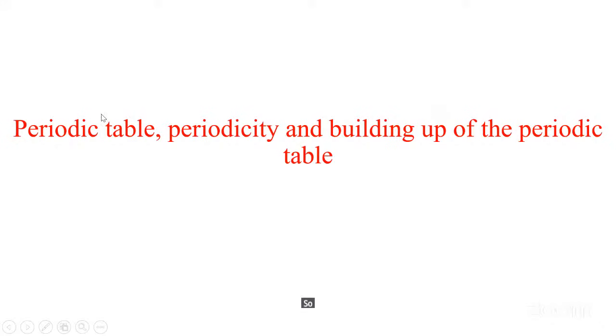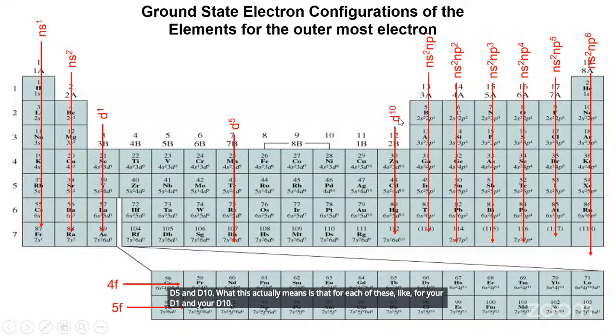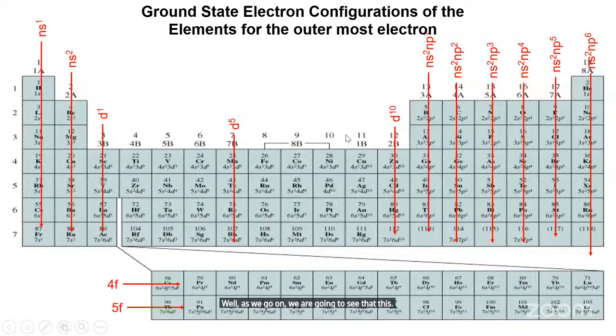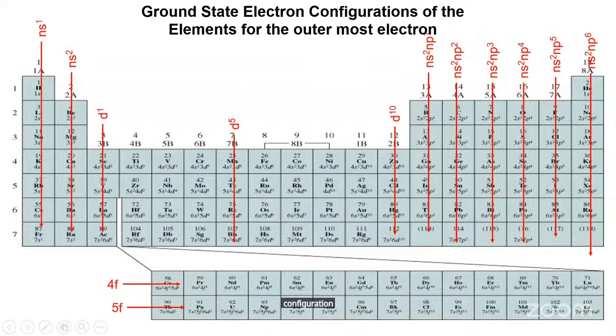So this is also for the transition elements. This is your scandium up to your zinc. So you have your d1, d5, and d10. What this actually means is that for each of these, like for your d1 and your d10, as we go on, we are going to see that these elements here are very stable when they have either 5 electrons in the d orbital or 10 electrons in the d orbital. So this is a short form of writing your electronic configuration in the ground state.